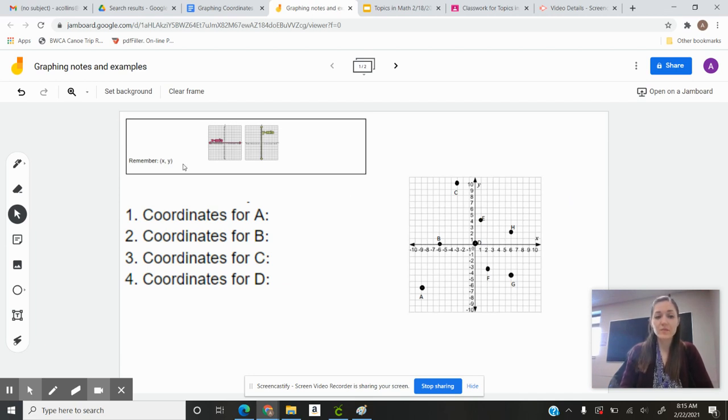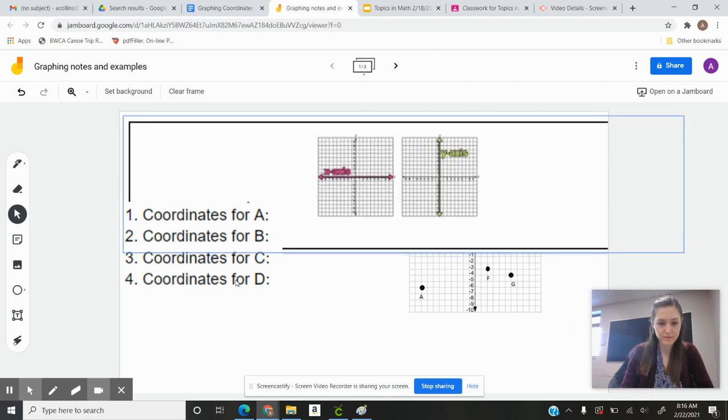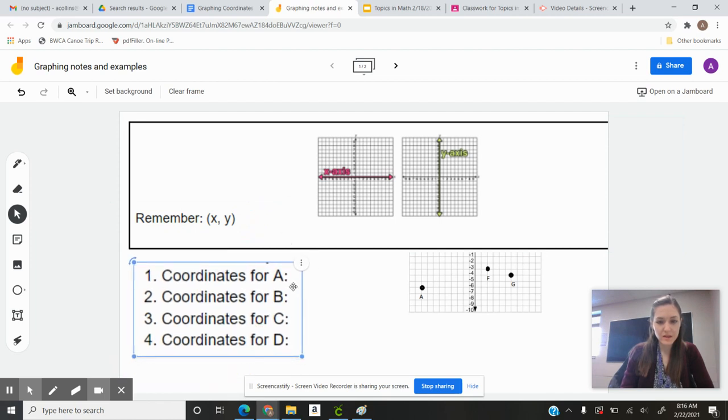The important thing to remember when you're dealing with a graph is that you're always going to measure the x-axis first and then the y-axis. I'm going to zoom this in so you can see it a little better. Here's where the x-axis is. It's the one going straight across. The y-axis is always going up and down.